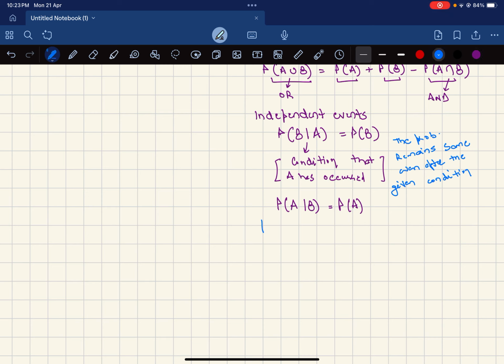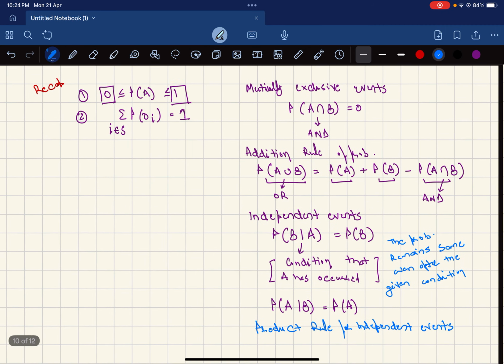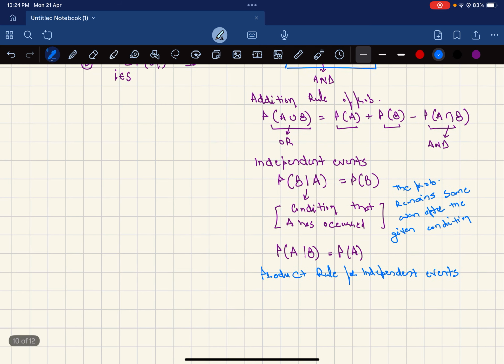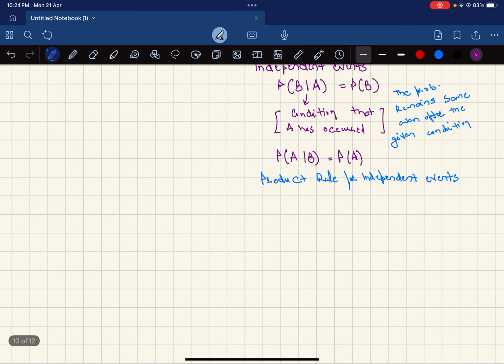Now moving on, we looked at what is the product rule for independent events. So just like we had for mutually exclusive events, the probability of A and B to occur together as 0, since mutually exclusive events are defined that way, that the two cannot happen together. In case of independent events, the definition changes for the intersection and it is defined as the product of their individual probabilities. So P(A intersection B), which is A and B to occur, is the product of their individual probabilities.